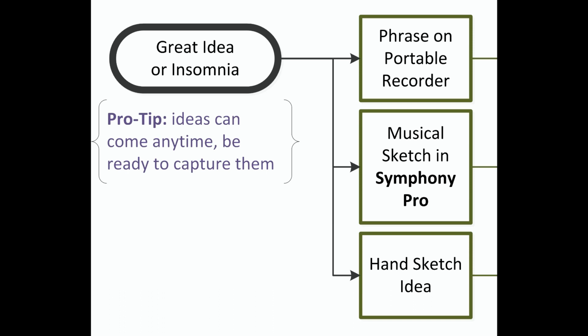Once you get into music production, you find that ideas for songs can come at any time. Whether you want to use a portable recorder, a scoring sketchpad, or even scribble notes on paper, you should be ready to capture your ideas at any time. Dr. G uses all three methods to capture song ideas.